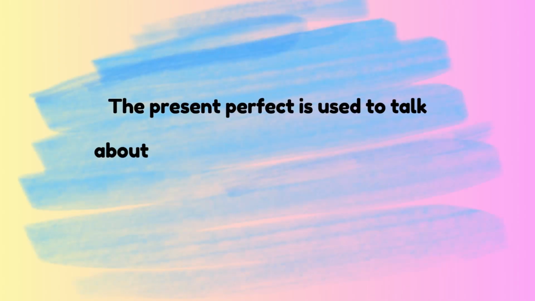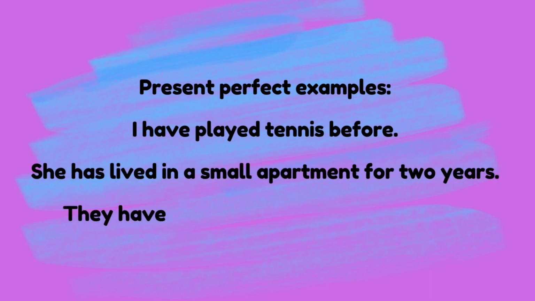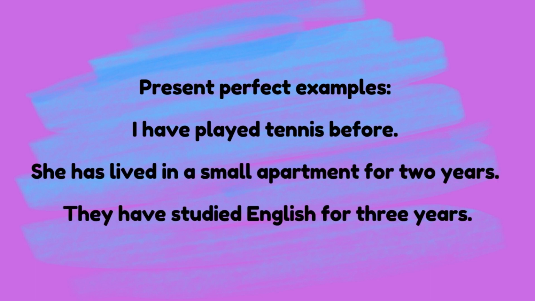The present perfect is used to talk about actions that started in the past and continue to the present. Present perfect examples: I have played tennis before. She has lived in a small apartment for 2 years. They have studied English for 3 years.